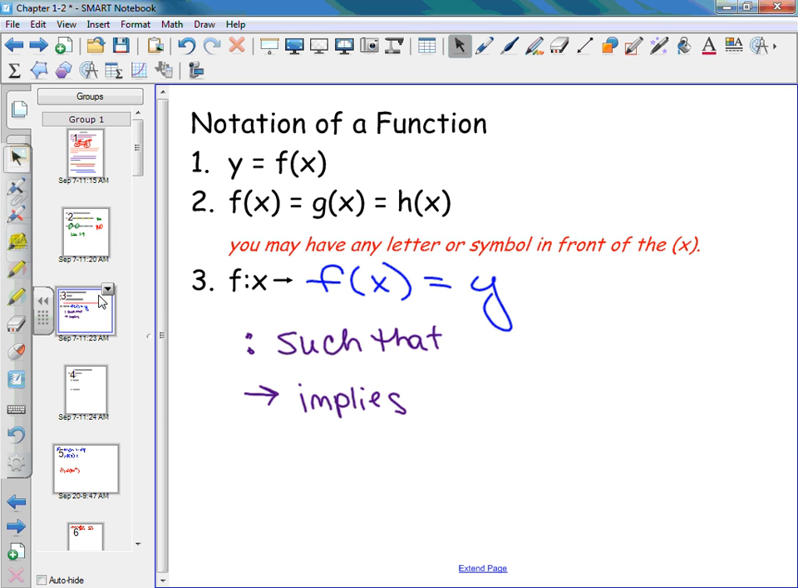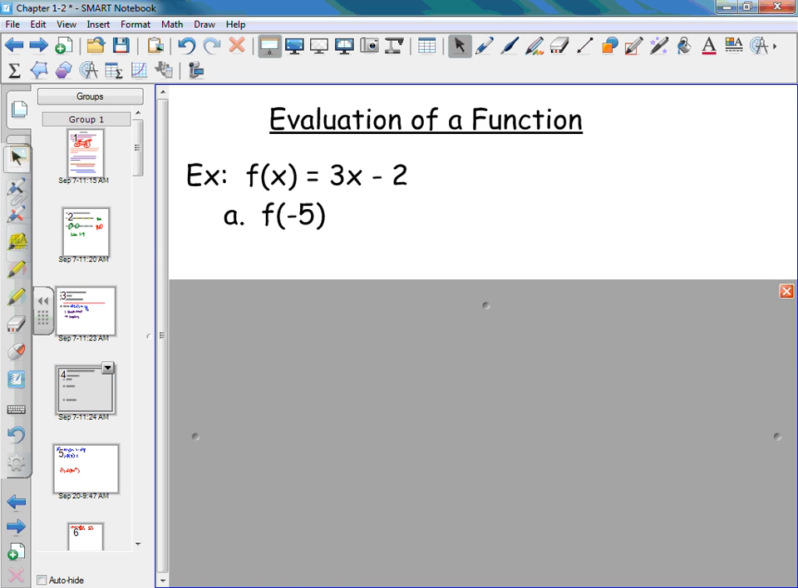Okay? The next one is f such that x implies. It's exactly the same thing as f of x, which is the same thing as y. The colon is the such that, the arrow is the implies. Any questions over that? It's just another way to write it. It looks more complicated and more involved. Okay. Next.